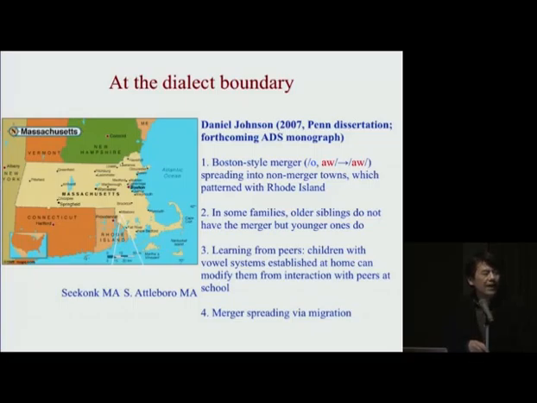So this has to be learning from peers, namely children who have a vowel system different from the one at home, namely the one usually learned from their parents, interacting with children from a different dialectal background and learning their system. And this is clearly a case of influence due to migration. So what we're interested in is what kind of population mixture would trigger a deep change of the sort that we're seeing in the span of 3 to 5 years.